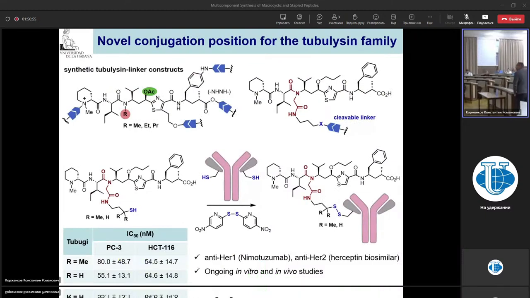I have to say that antibodies are huge molecules, but they are not difficult to derivatize, and the students can do it very easily. Here, the important thing is not the antibody, but the linker technology and the cytotoxicity of the compounds. How stable you make this.